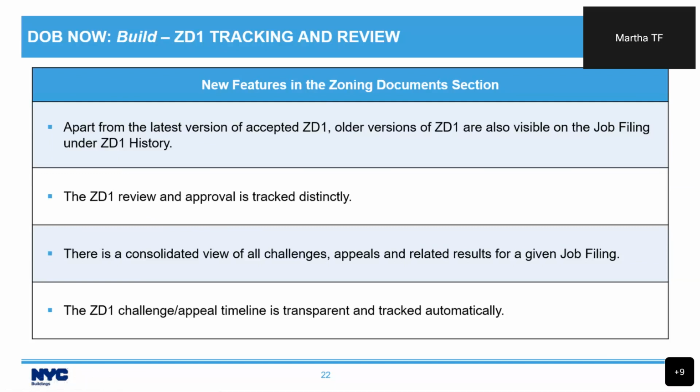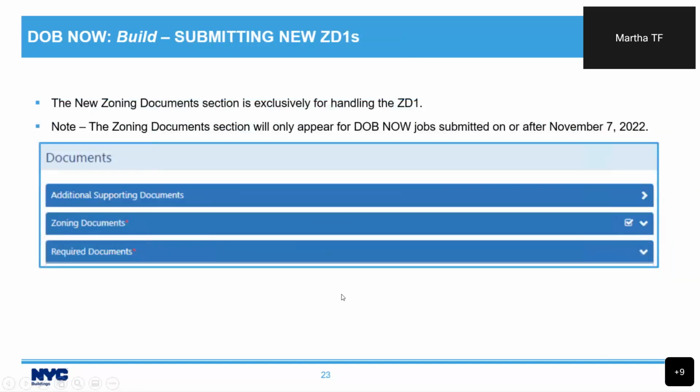We saw that when it told us how many days were remaining in the appeal period and in the challenge period. So in the document section, you're going to notice that there is a new section. We already had additional supporting documents and required documents, but there's a new zoning document section. And this was introduced for job filings that were submitted on or after November 7th.